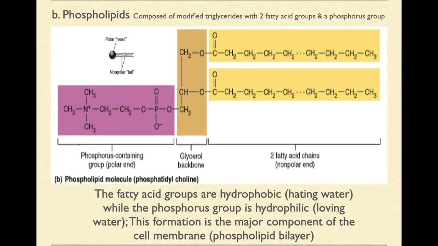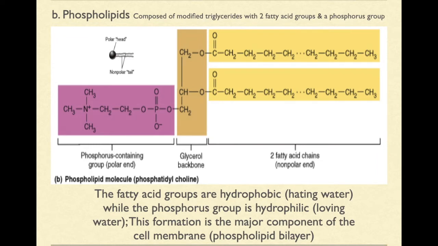The second type of lipid is a phospholipid. It has three parts: a phosphate head, a glycerol, and two fatty acid tails. Now, fatty acids hate water. They are hydrophobic, so they're going to move away from water. The phosphate head is hydrophilic. It loves water. Hydro means water, philic means love, and phobic means hate or afraid of.